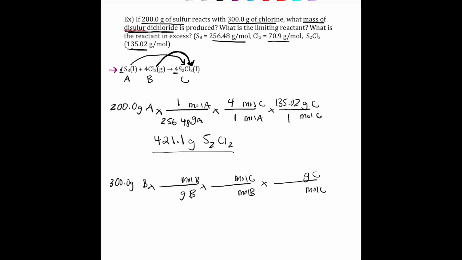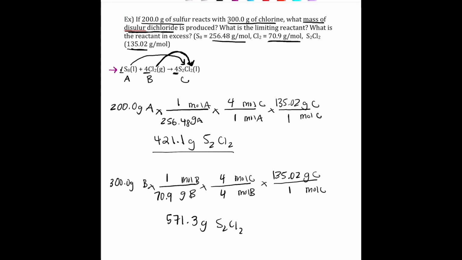The molar mass for chlorine is given here. So 1 mole is 70.9 grams. Mole ratio, 4 of chlorine and 4 of disulfur dichloride. And the molar mass of disulfur dichloride is still 1 mole is 135.02 grams. We'll go ahead and do the math, and we'll end up with 571.3 grams of disulfur dichloride.